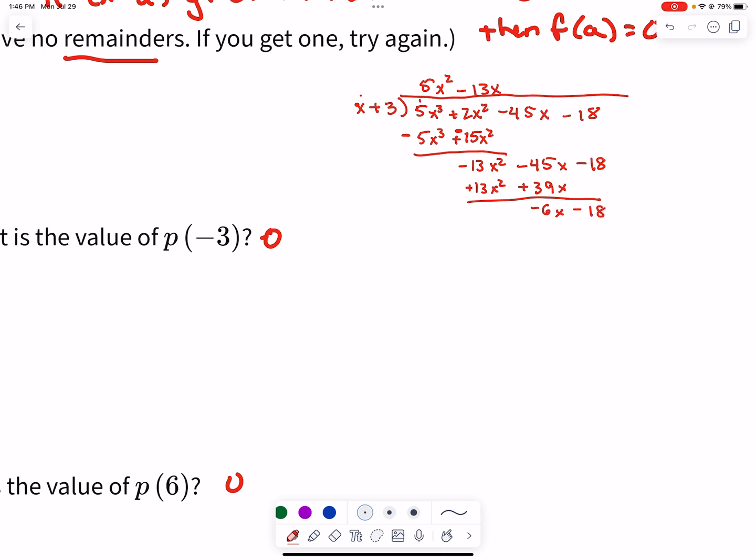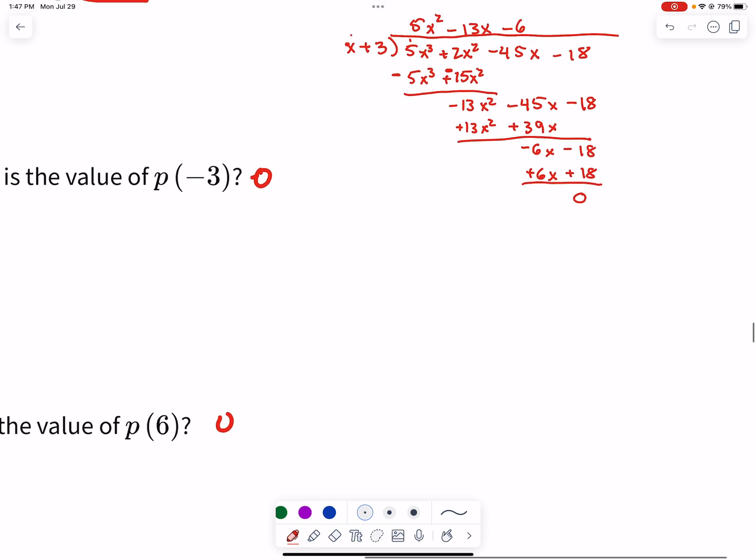And x times what? Negative 6. And then 3 times negative 6 is negative 18. Again, distribute the subtraction, and sure enough, it adds up to 0. Next.